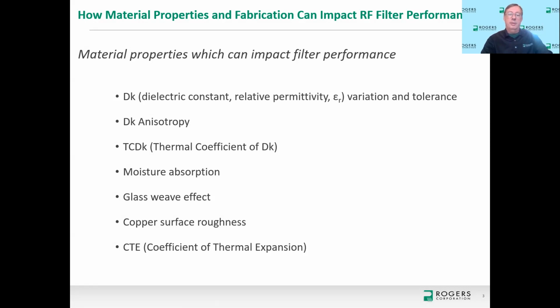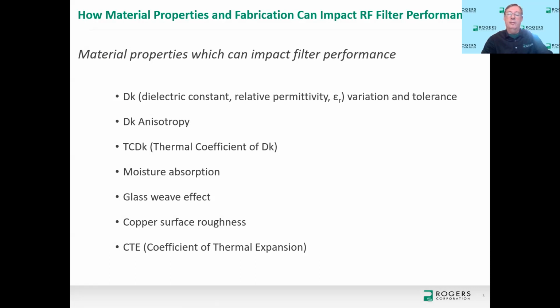Now, glass weave effect, I'm also going to talk about in a few slides, so I'm going to skip that for now. Copper surface roughness, that's a topic that we've worked with for many years now, and that is the roughness at the copper substrate interface, and that roughness does vary from batch to batch of copper. So the circuit fabricator, the circuit designer should be talking to the material supplier and understand the nominal surface roughness of the copper being used, as well as the normal surface roughness variation. Surface roughness does impact the phase response and does impact the insertion loss of the circuit.